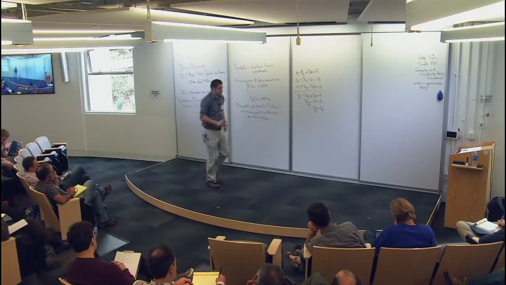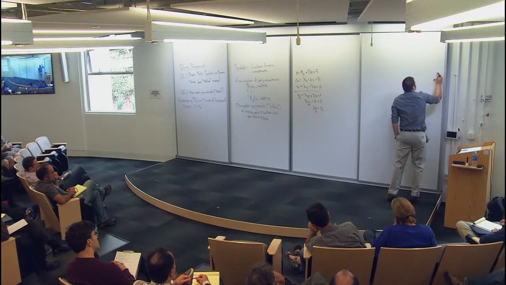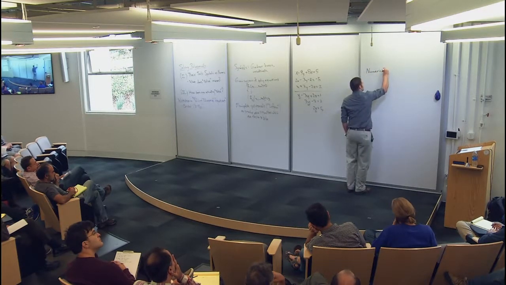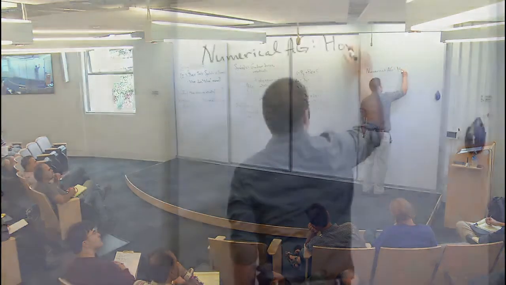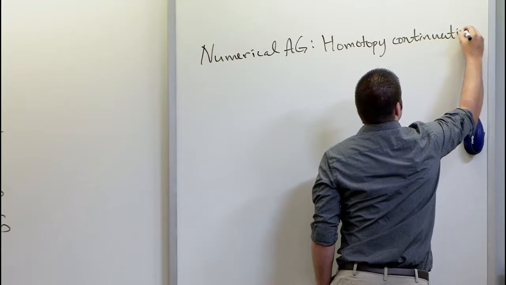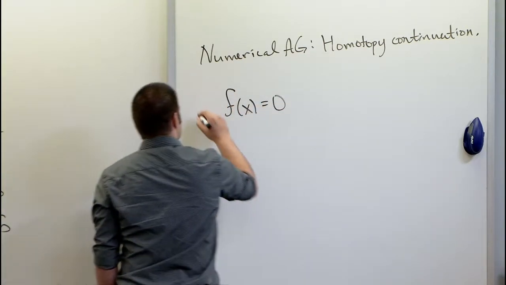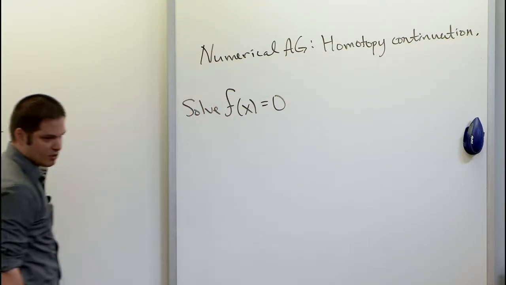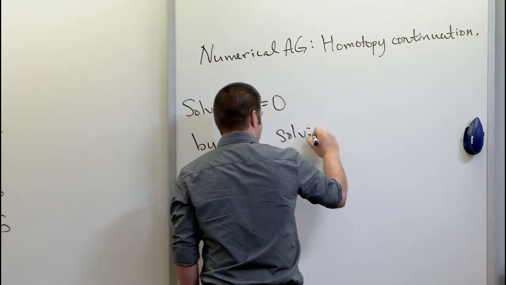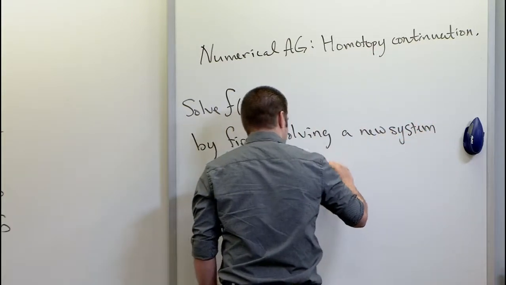All right. Let's move on to numerical. The basic thing of numerical algebraic geometry, the basic tool, is homotopy continuation. And the idea is you want to solve f of x equal to 0 by first solving a new system, g of x equal to 0.